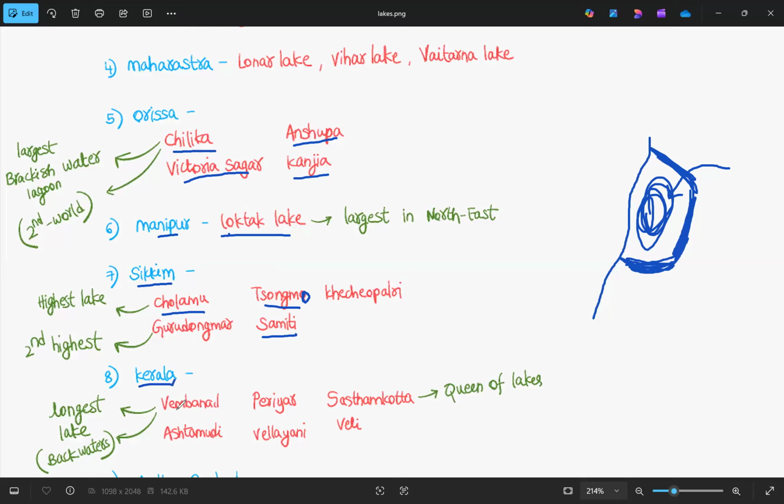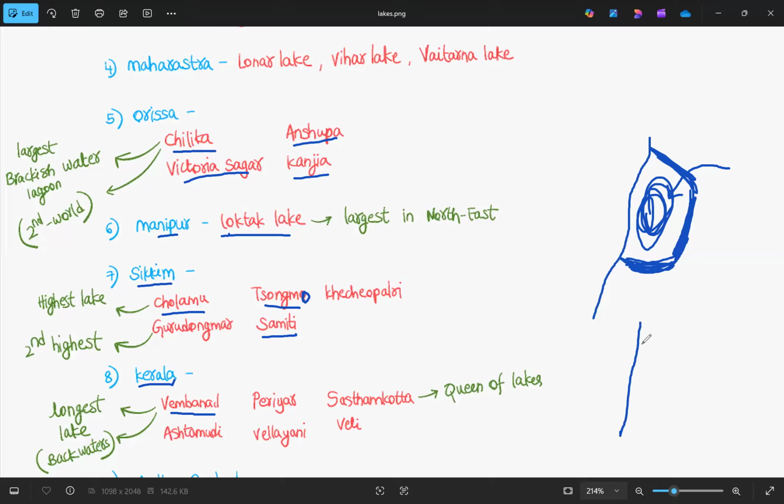In Kerala, we have a lake called Vembanad. So Vembanad is the longest lake in India, almost 96 kilometers. If I am not wrong, yeah, 96.5 kilometers to be precise. So Vembanad is the longest lake in India, and it is also called backwaters.